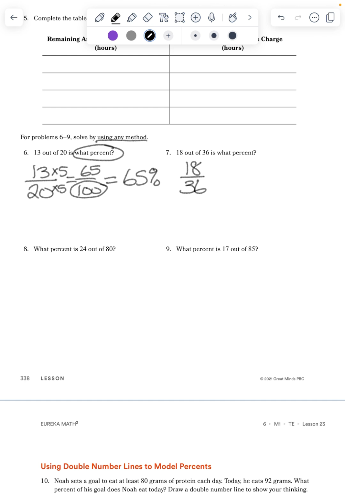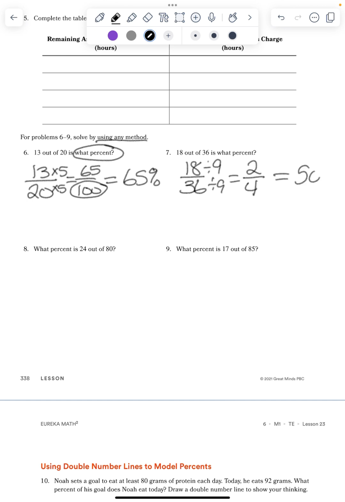And this is when it really helps to know your math facts and your factors. I know that 18 and 36 are both multiples of 9, so I can divide this by 9. 18 divided by 9 is 2. 36 divided by 9 is 4. And what do I know about 2/4? I know that this is half. And so what is a half of 100%?